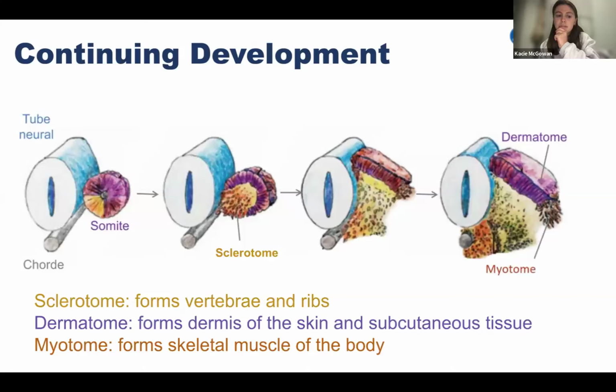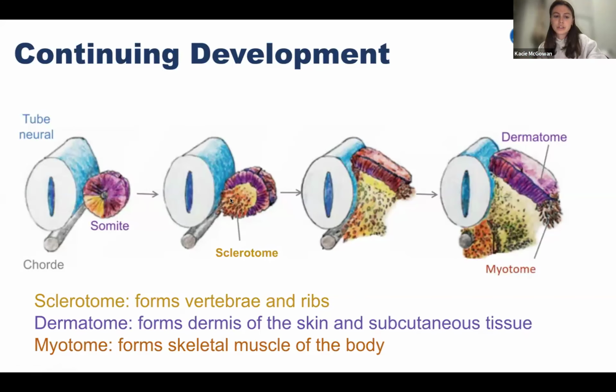So then continuing development from the somites, they will then form multiple structures from there. And this is another important set of prefixes that can really help you identify what these are and what they will become. So the somite will then differentiate into the sclerotome, the dermatome, and the myotome. The sclerotome, sclera is more general, means hardening or hard, which makes sense because this will form our bony structures, the ribs and the vertebrae.